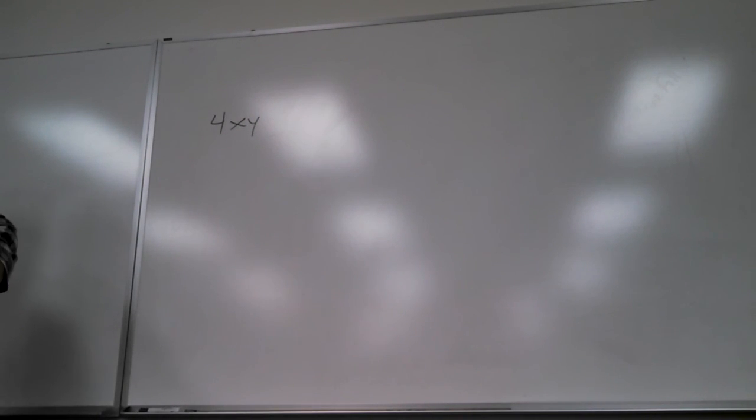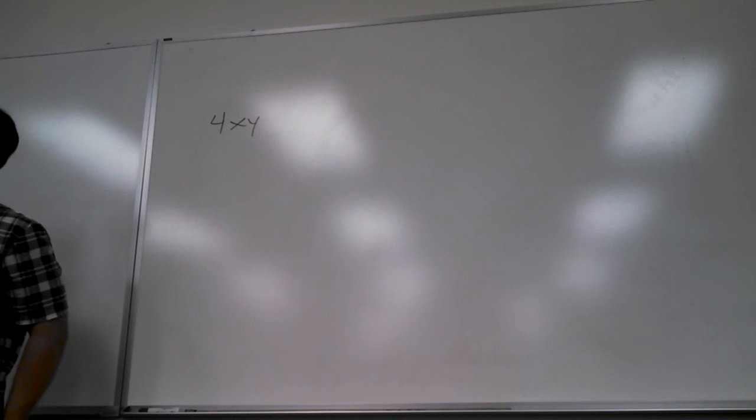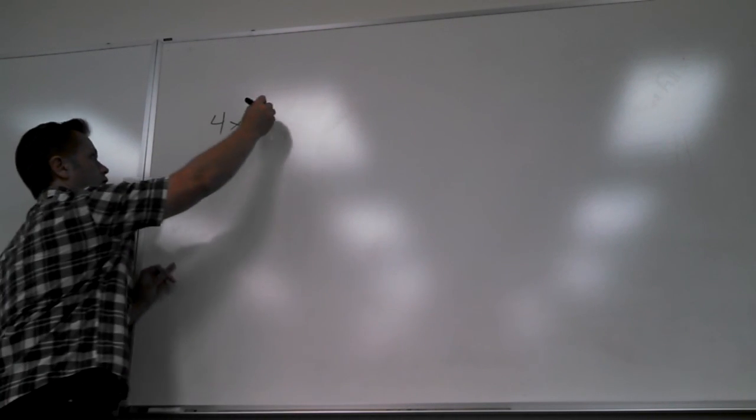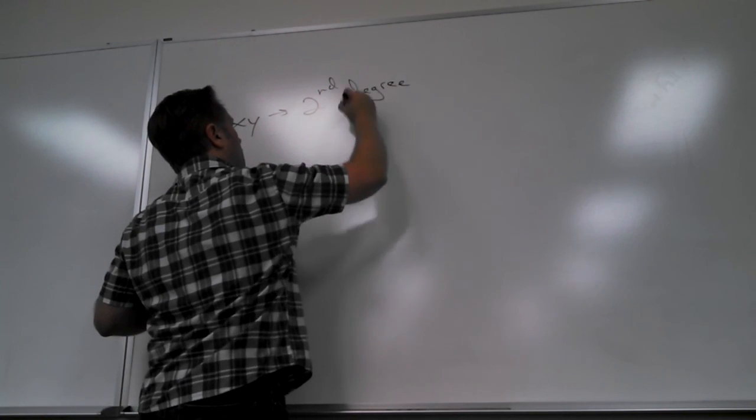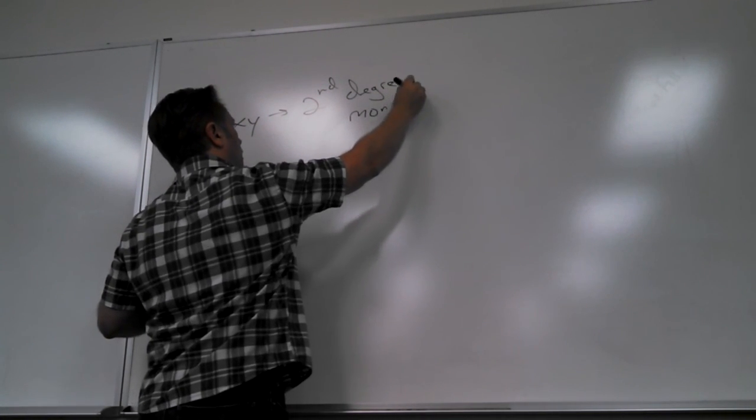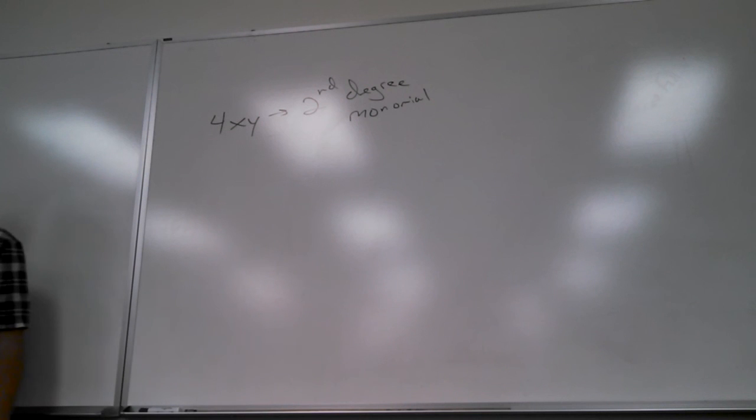So for example, this term here has how many variables in it? 2, 1x, 1y. So this would be a 2nd degree monomial. Right, to really make it sound freaky. This is a 2nd degree monomial. To be really specific. Right.